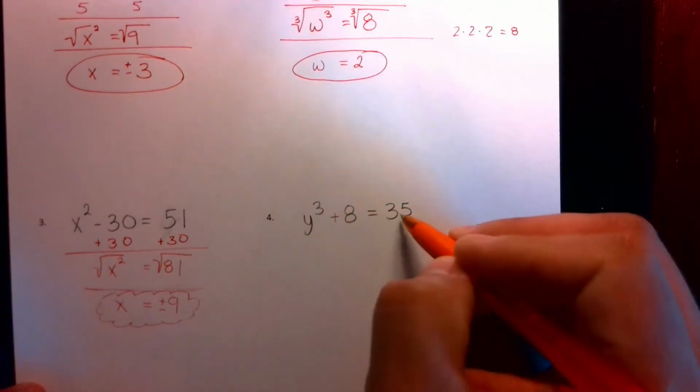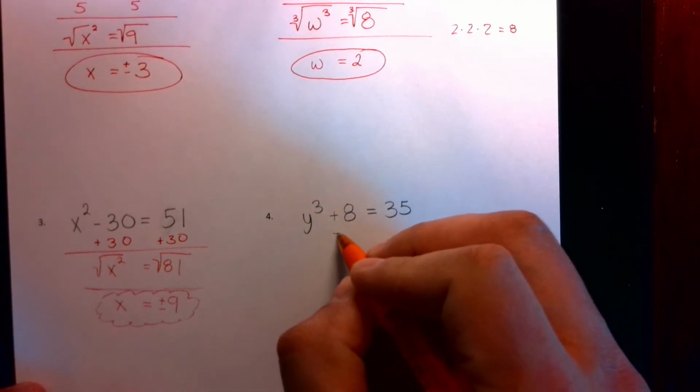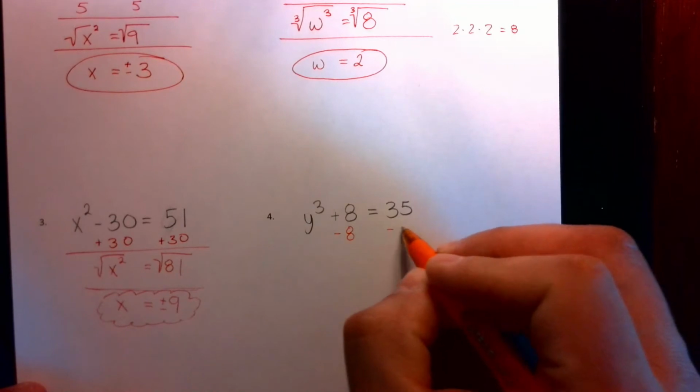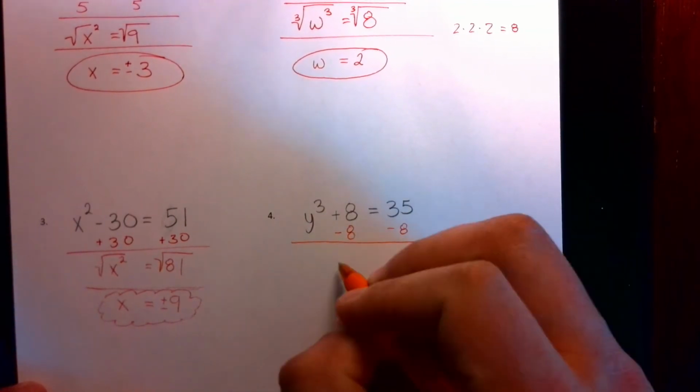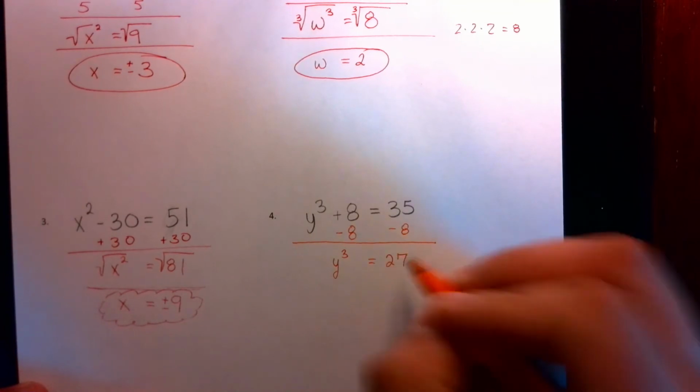y cubed plus 8 equals 35. I need to get the y cubed alone first. The opposite of adding 8 is subtracting 8 from both sides. This leaves me with y cubed equals 27.